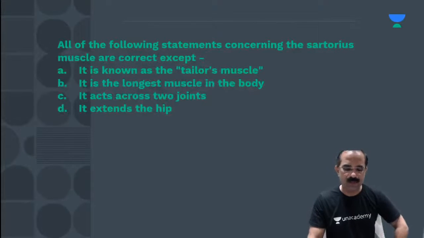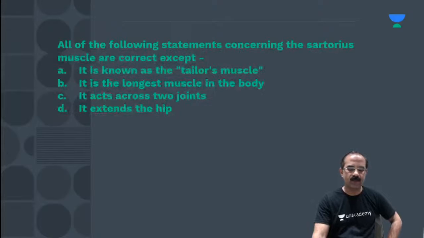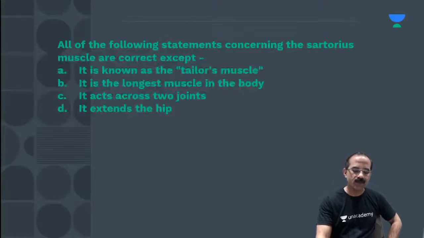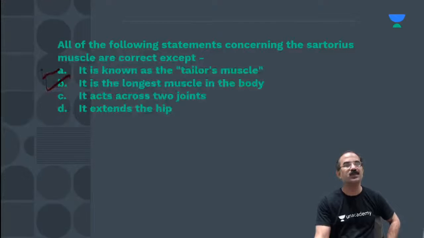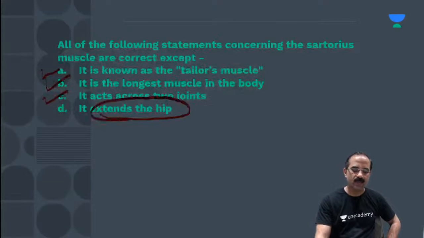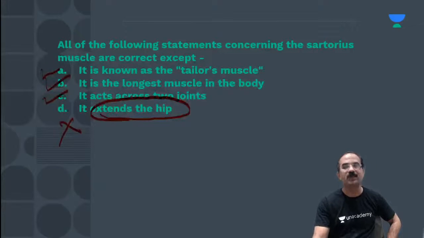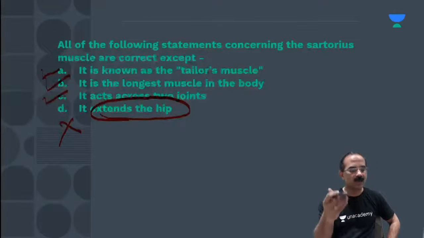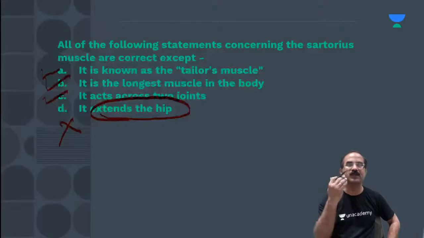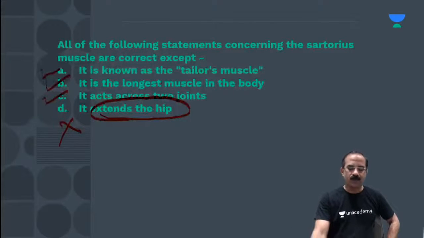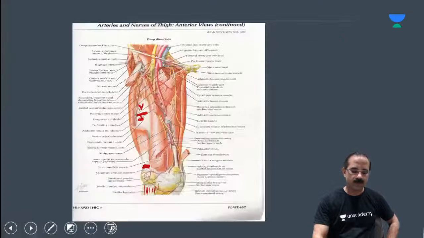All the following statements concerning the Sartorius muscle are correct, except: it is known as Taylor's muscle. Yes, it is. It's the longest muscle in the body. Yes. It acts on two joints. Yes, correct. It acts on the hip joint and the knee joint because it crosses both joints. It extends the hip. This is wrong. It doesn't extend the hip. It's in front, so it is going to flex the hip joint. Am I clear? So that's about the Sartorius.